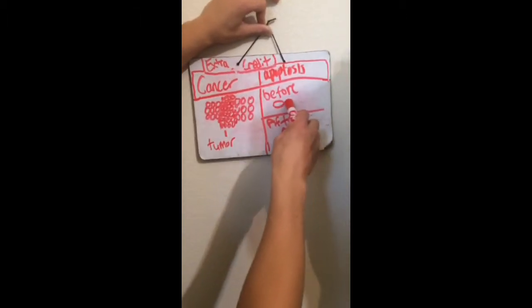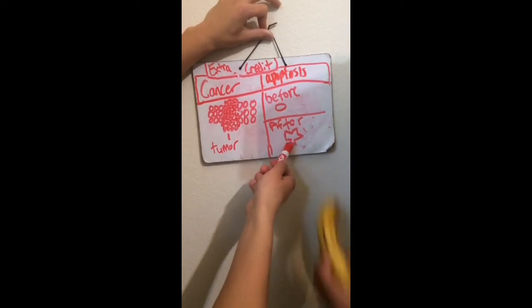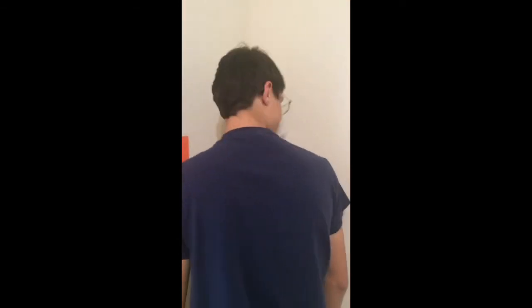This is a cell before it's undergoing normal cell division. It's a normal cell, and after it's a destroyed cell. What happened here? Okay. Do you think it's good? Yeah. Okay, now face the wall. Okay. You get C minus.